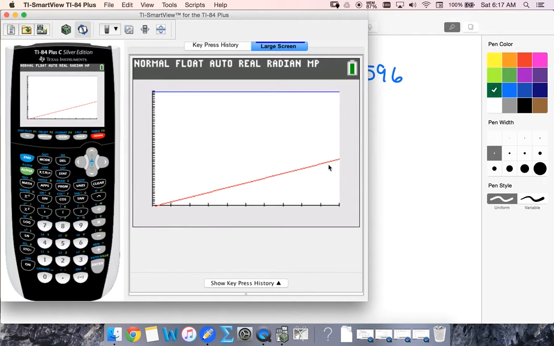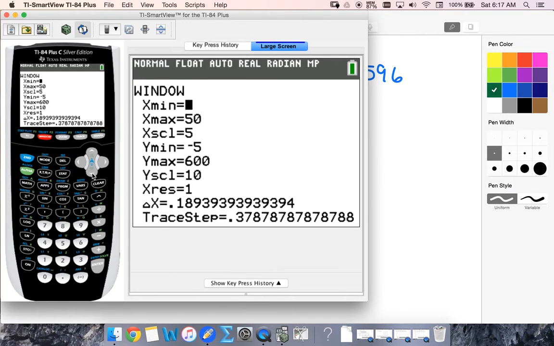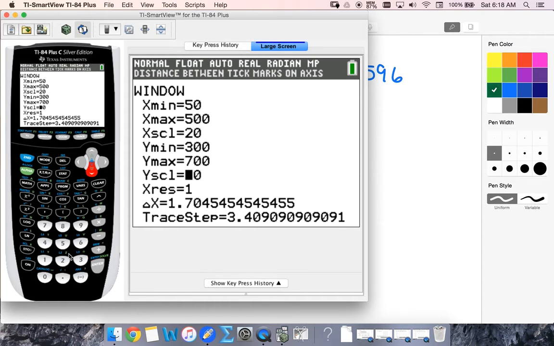All right, I see that I need much more x's, way more x's. And also, let's give ourselves a little bit more space. So since it's going to be way over here, I don't care about all this stuff. So when I come into my window, now I'm going to make my min 50. And I'm going to make my max 500. I really want to make sure to see it. I don't want to have to keep guessing. Let's count by 20s this time. Let's make our y min 300 and our y max 700. And let's count by 20s.